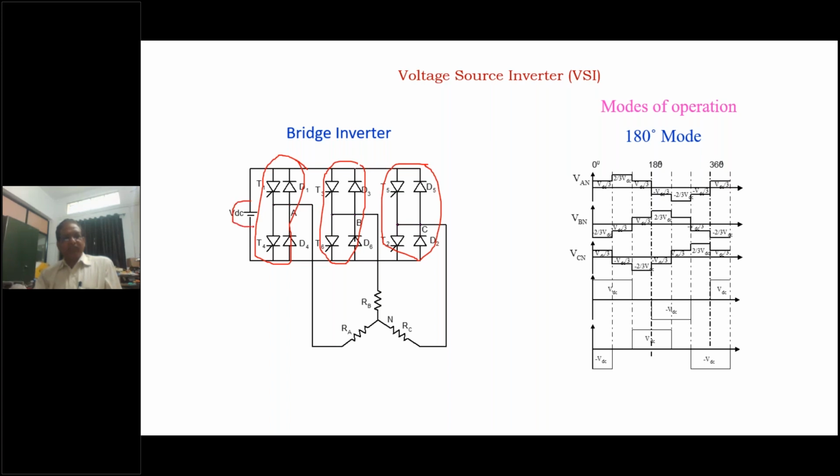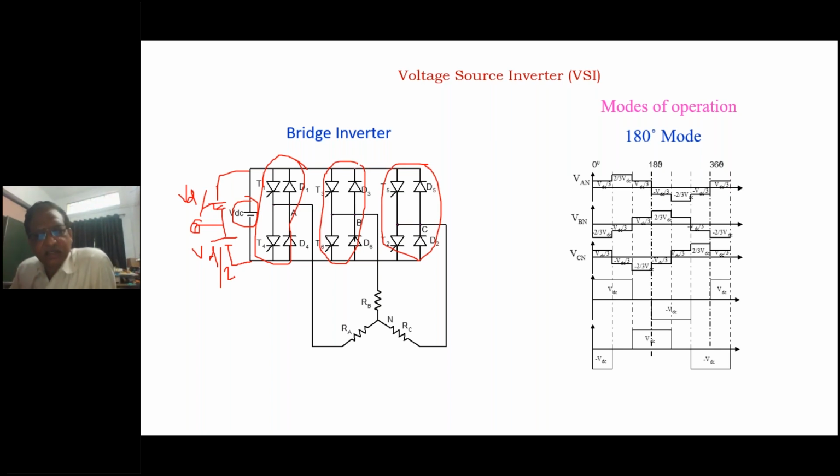Here the voltage is VDC. So in that case, what happens? For our analysis, we must consider this voltage with respect to this point as VDC by 2, and the remaining part is also VDC by 2. This is for simulation purposes.